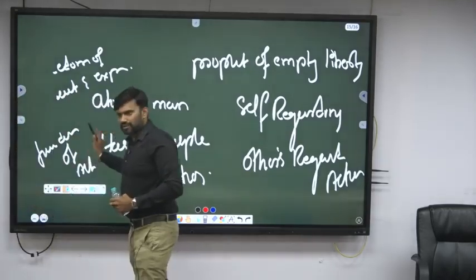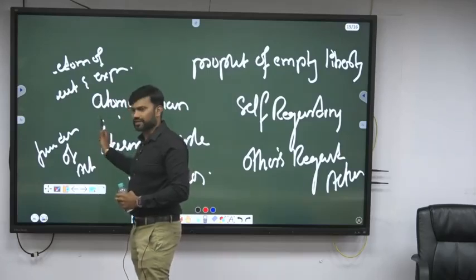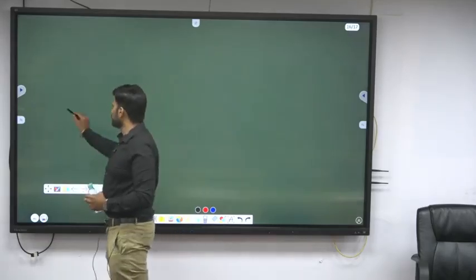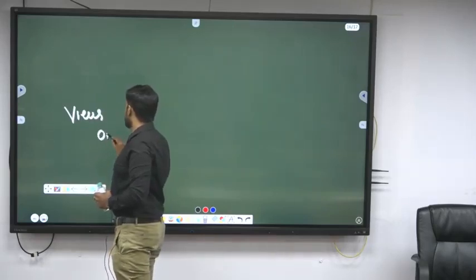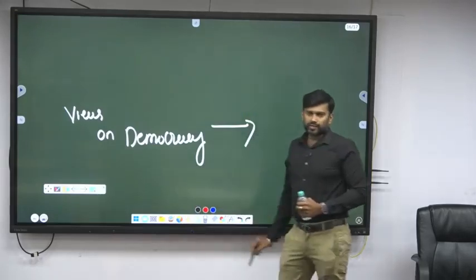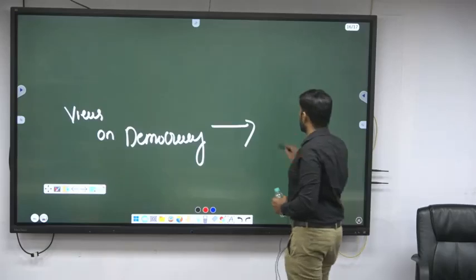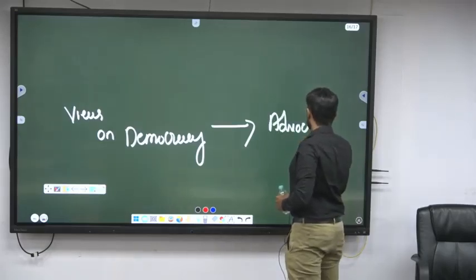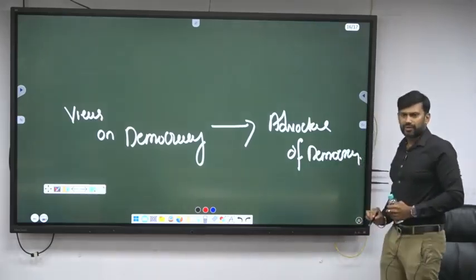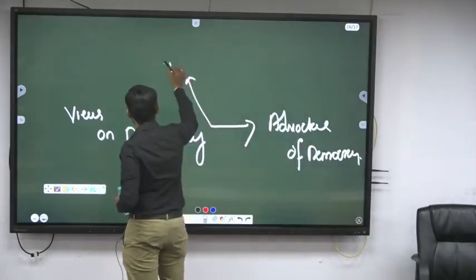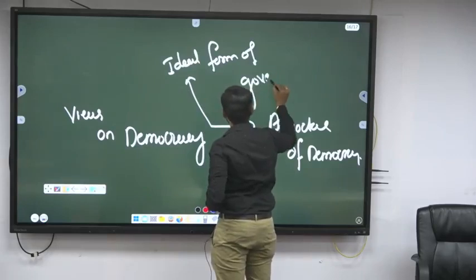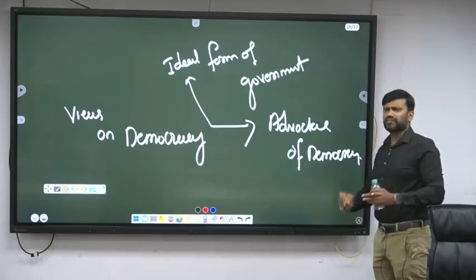Got it? So you have understood Mill's idea of liberty. That is why he is considered liberal. If there is anybody who is liberal, it is J.S. Mill. Now the other key idea of Mill is also his views on democracy. If you look at J.S. Mill, we find that he is one of the strongest advocates of democracy, because Mill considered democracy an ideal form of government.